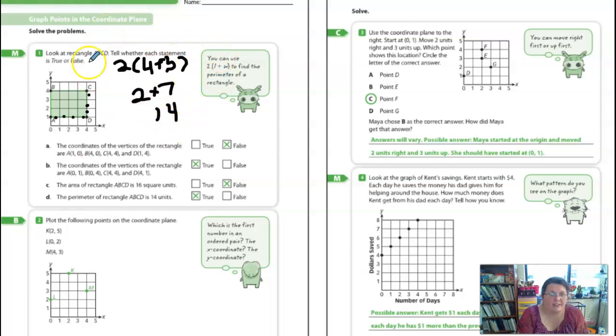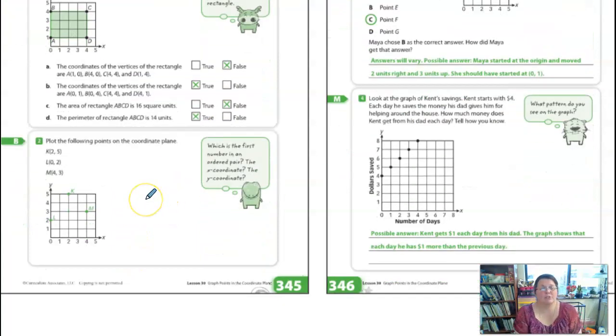and we have proved it right here. Could I have just counted the perimeter? Certainly, I could have counted the perimeter, but I wanted to give you a moment to understand how to use the formula as well. So let's look at number 2.